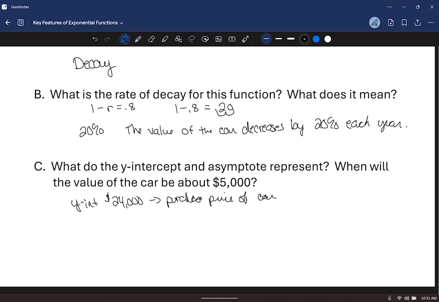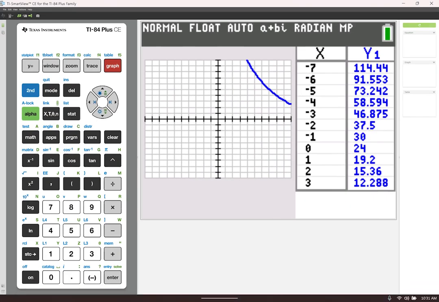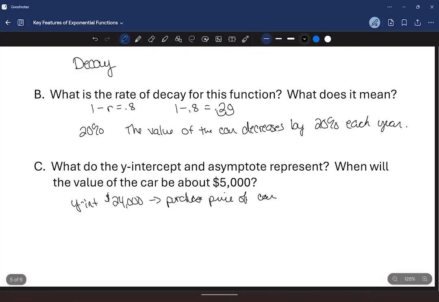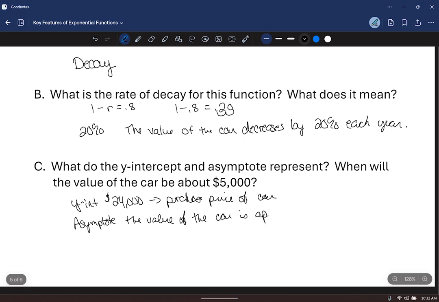All right, let's talk about the asymptote. So my asymptote is going to be at 0 because I didn't shift this up or down. So my asymptote is at 0. Remember, y equals 0. So this just means that the price of my car is going down and getting closer and closer to a value of 0. All right, so for the asymptote, the value of the car is approaching 0.